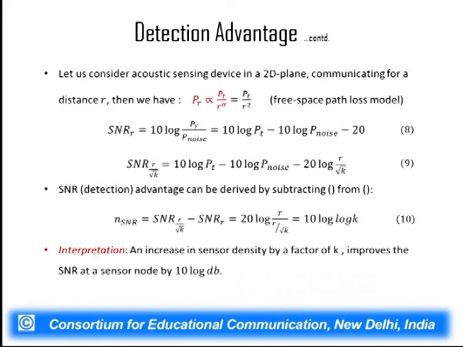Now if we try to find the SNR, it is PR by P noise, and since it is expressed in decibels, for any value we want to turn into decibels, we take 10 log 10 of that value, right?